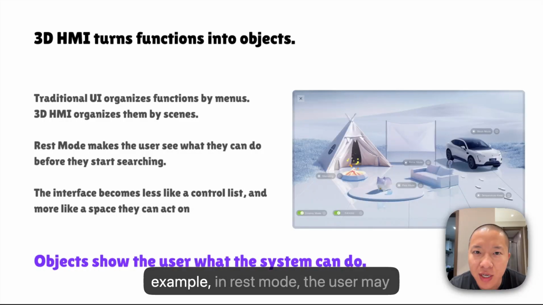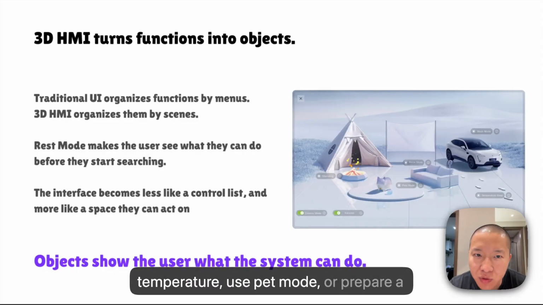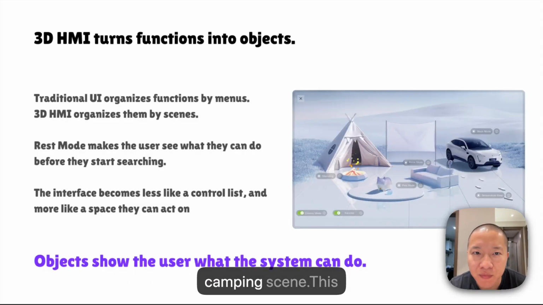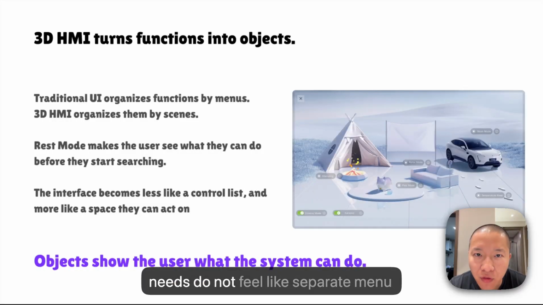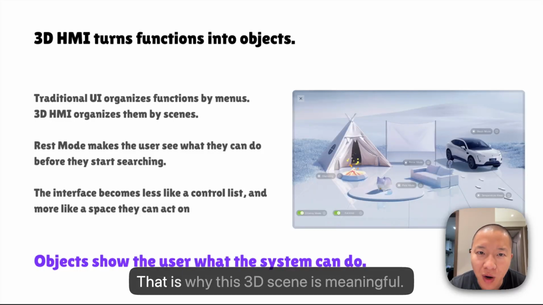For example, in rest mode, the user may want to relax, watch a movie, keep the temperature, use pet mode, or prepare a camping scene. These needs do not feel like separate menu items. They belong to the same situation. That is why this 3D scene is meaningful.